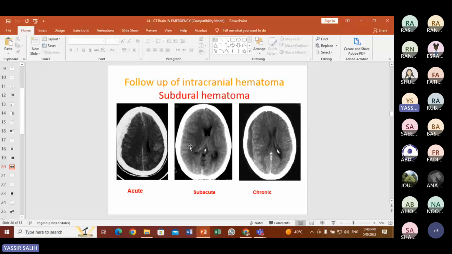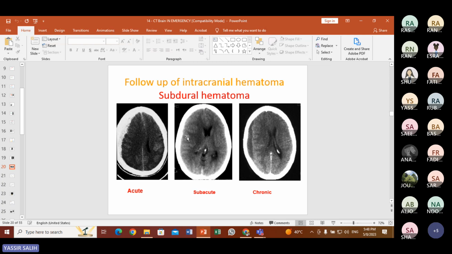In this one, do you see any abnormality? Yes, there is shifting. Thank you. There is only shift. So what does this mean? Subacute, isodense. Yes, thank you. So there is blood here which is subacute. Why is it not visible? Because it is isodense to the brain parenchyma.